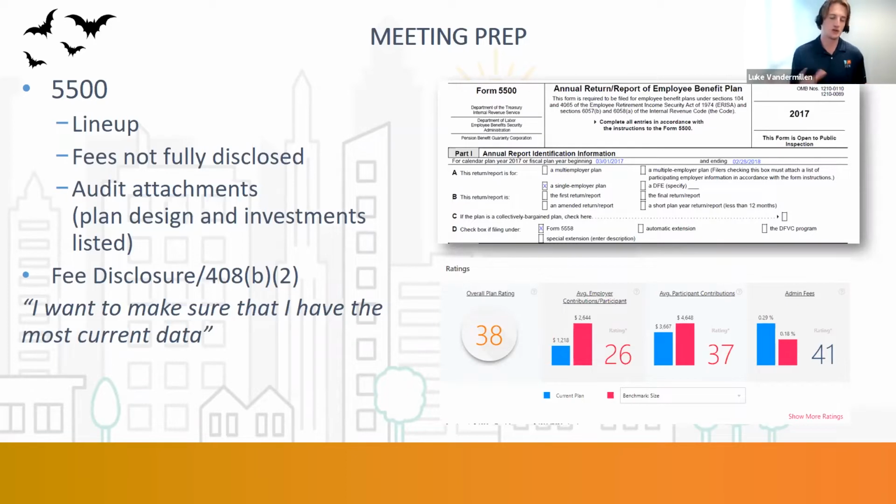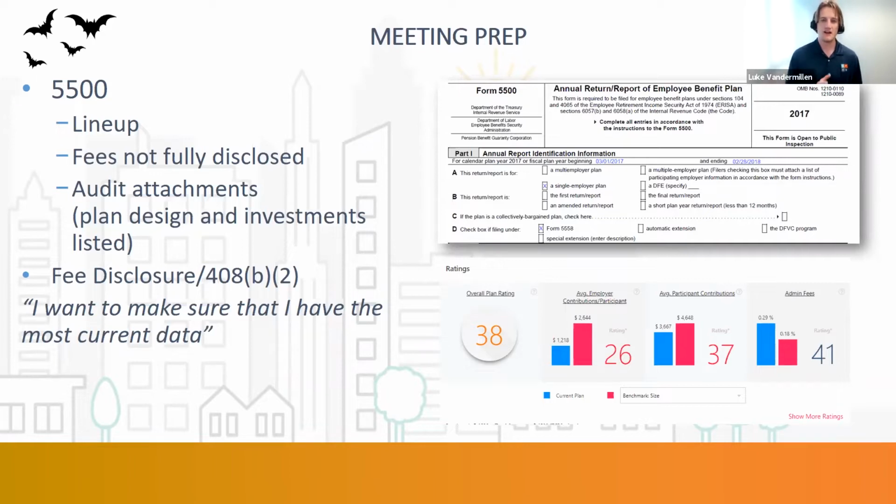And this is specifically true with a prospect, specifically with the 5500 data. This is usually the first place that most advisors will go because most advisors have access to some sort of 5500 search database. So there's a lot of great information that can be found from a 5500. You can sometimes find the lineup, different audit attachments with plan design features, or even the investments will be listed. But the tough thing with the 5500 is that the fees are not fully disclosed on here.